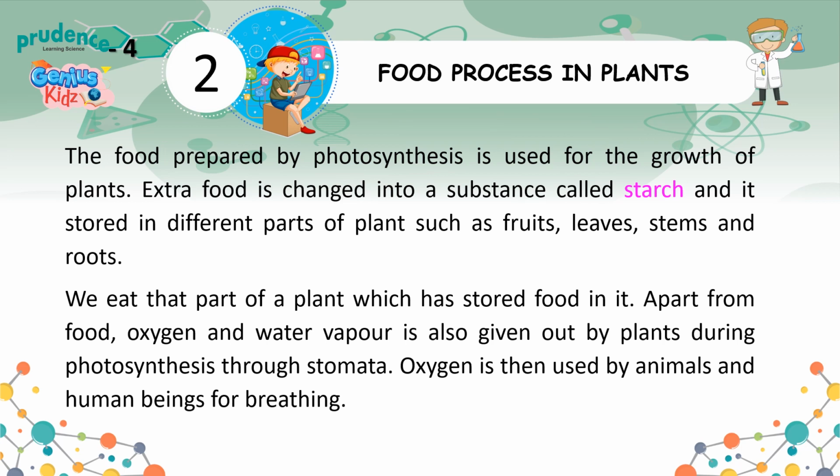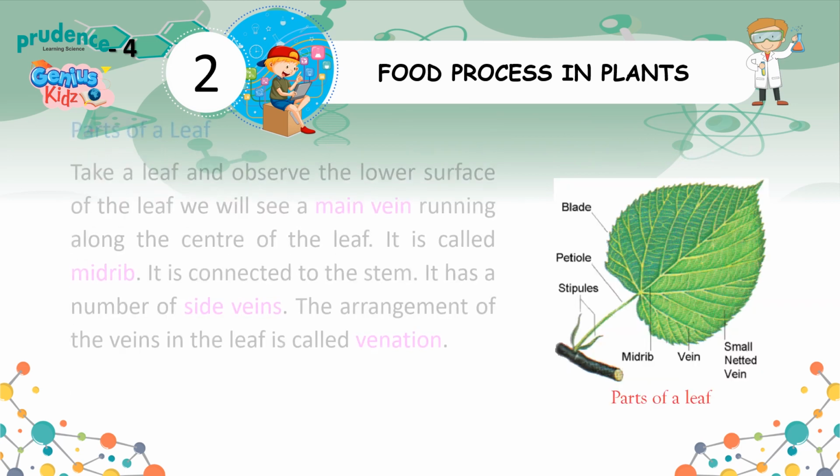Extra food is changed into a substance called starch and it is stored in different parts of plants such as fruits, leaves, stems and roots. We eat that part of a plant which has stored food in it. Apart from food, oxygen and water vapor are also given out by plants during photosynthesis through stomata. Oxygen is then used by animals and human beings for breathing.